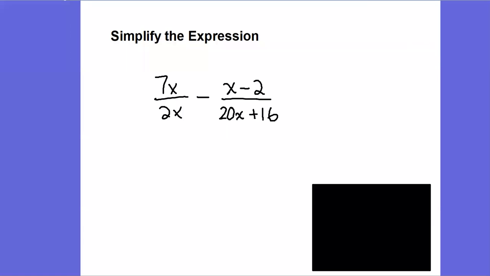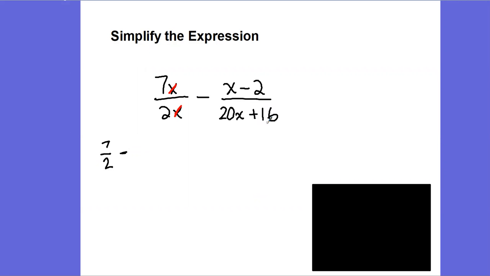In this problem, we're going to take a look at doing 7x over 2x minus x minus 2 over 20x plus 16. All right, so first thing, if you can ever simplify your fraction when you're doing a problem like this, go ahead and do that. So notice I have this x on the top and the bottom, so I can just cancel that out. And this first fraction, instead of having 7x over 2x, I can just write that as 7/2.